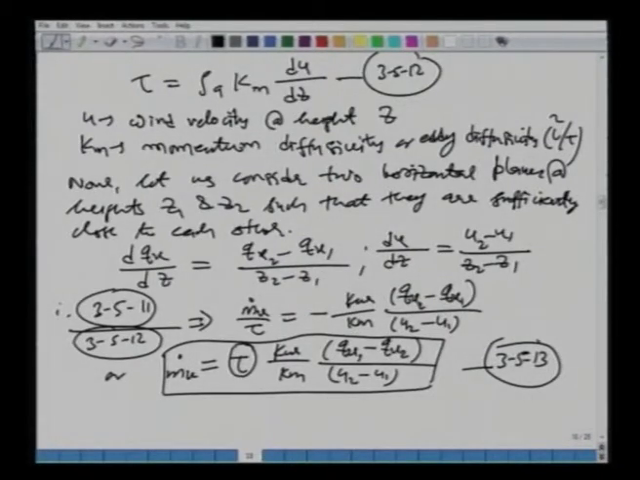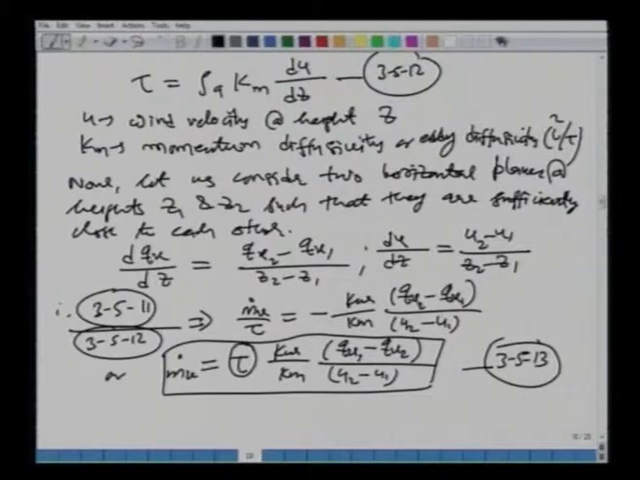So, we still have to do some jugglery here, mathematical manipulations, to determine or estimate the value of this momentum flux tau. So, what we are going to do next is estimation of this tau.